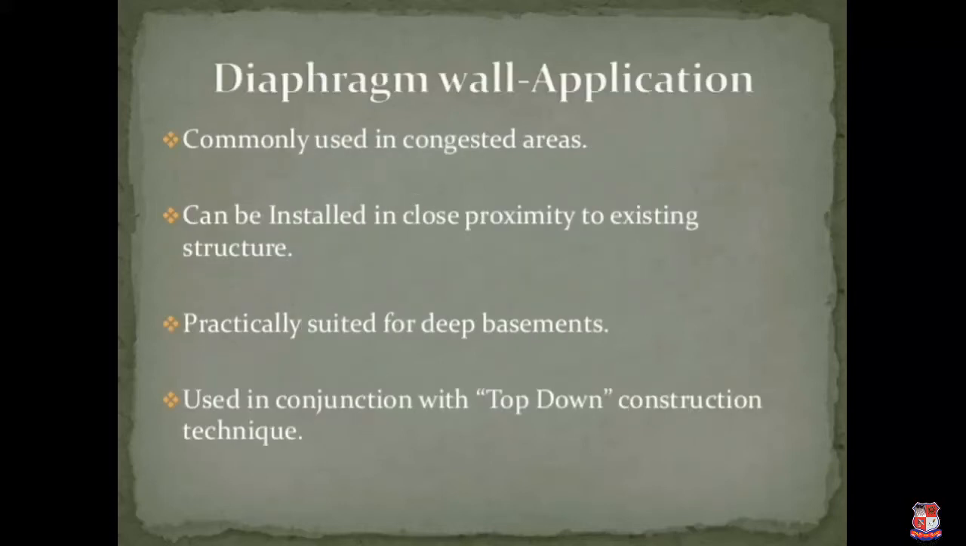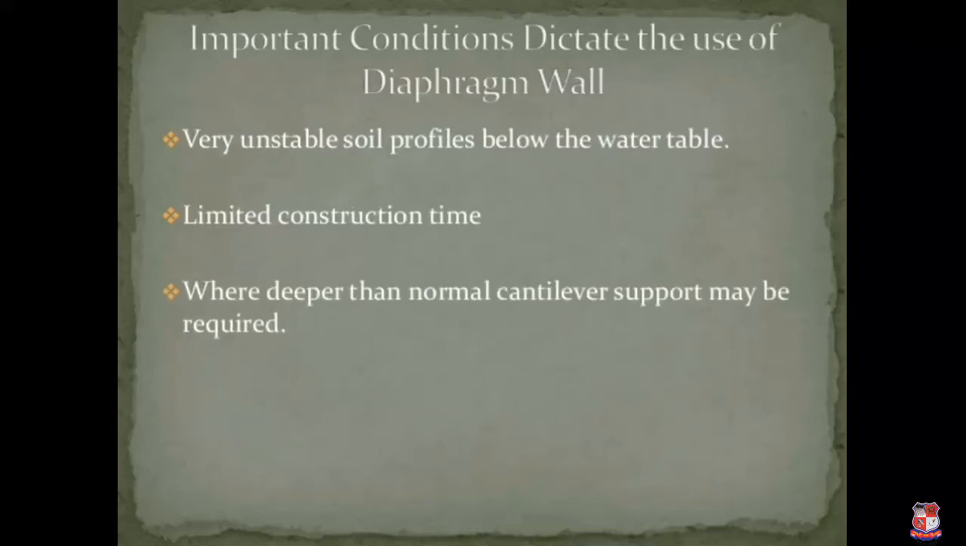Now, the application of the diaphragm wall. It is commonly used in congested areas. Also, it can be installed in close proximity to the existing structure, practically suited for the deep basement and used in conjunction with top-down construction technique. Now, the important use of the diaphragm wall: very unstable soil profile below the water table, limited construction time, and where deeper than the normal cantilever support may be required. So it is the important condition for the use of diaphragm wall.